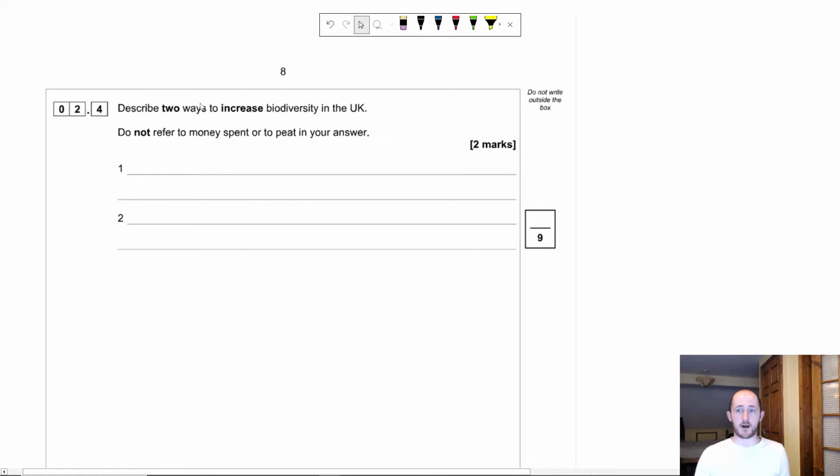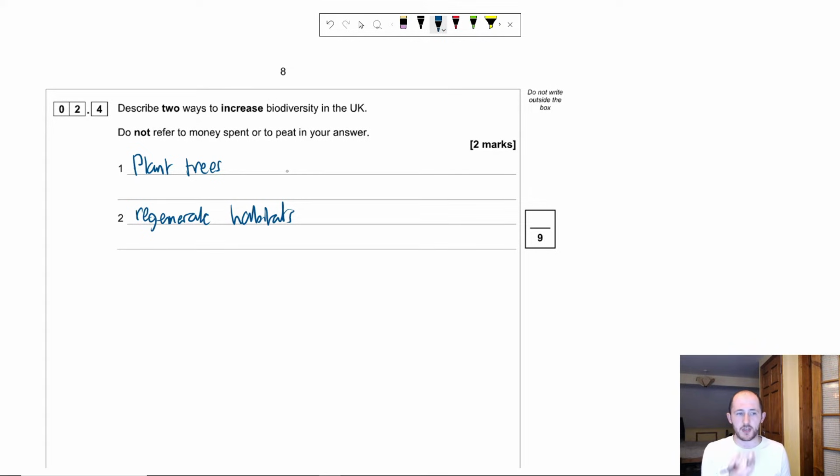Describe 2 ways to increase biodiversity in the UK. Well, there's a bunch of different ways. You can do something like plant trees. And it says do not refer to money, so we're not going to talk about money. You can also regenerate habitats.